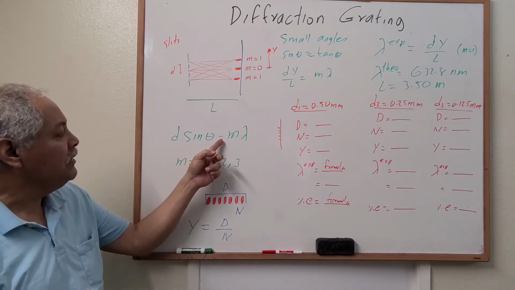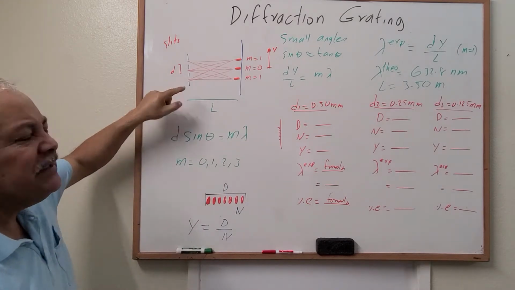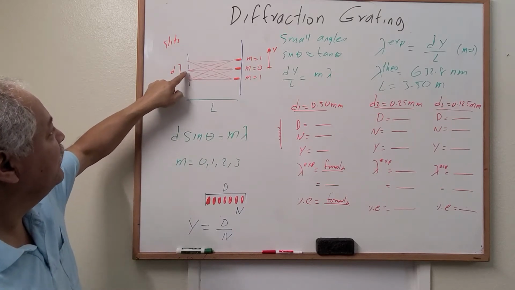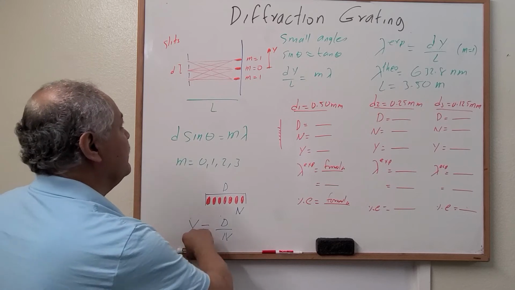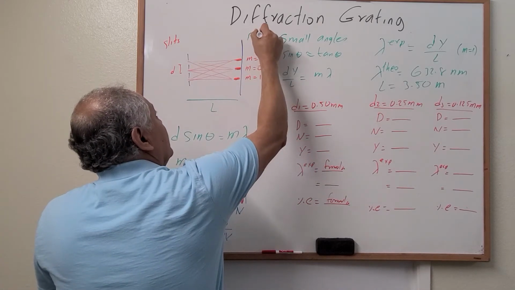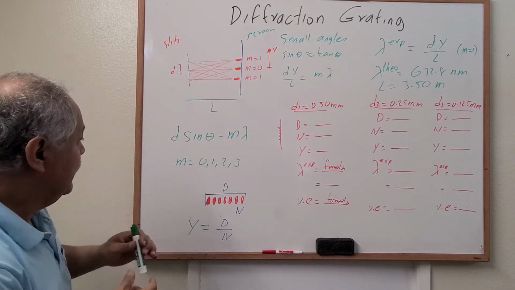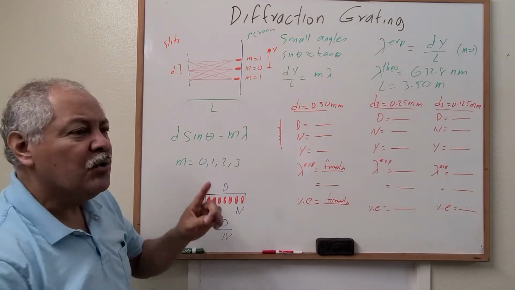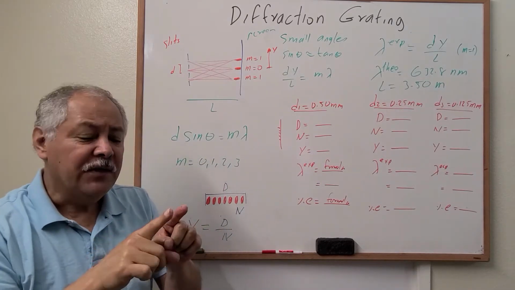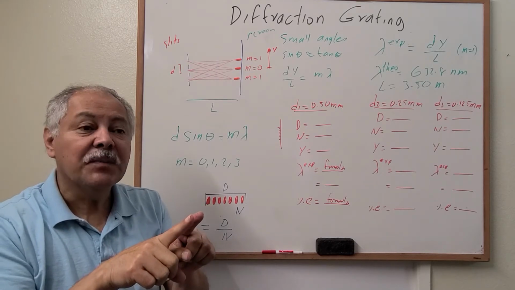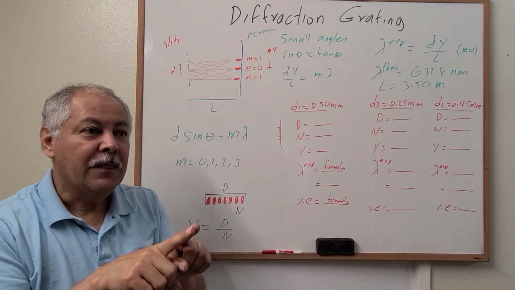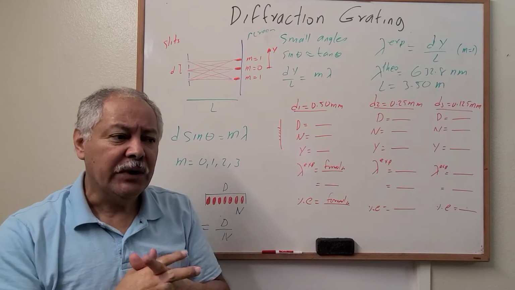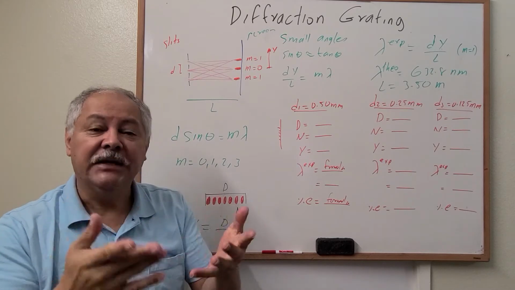It is d sine theta equals m lambda. d is the distance between two slits. The angle theta is the angle from the slit to the screen. This is the screen right here. Usually the angle is small, but when we increase the number of slits, the angle increases, which means that we can separate the fringes.